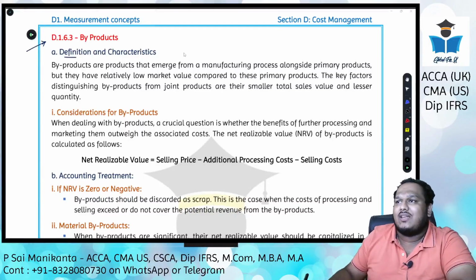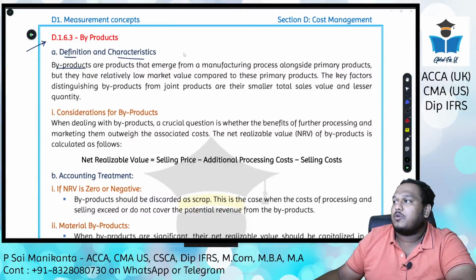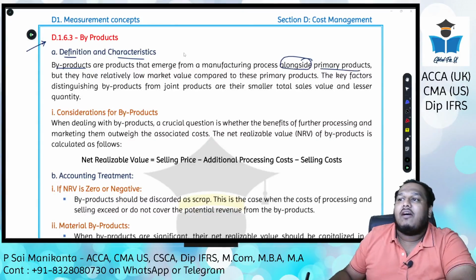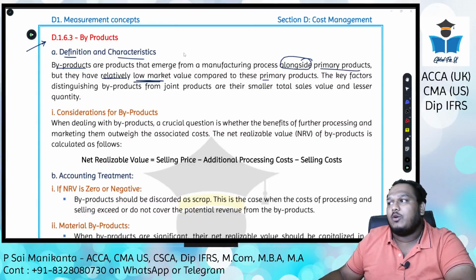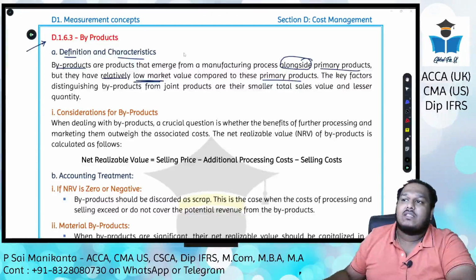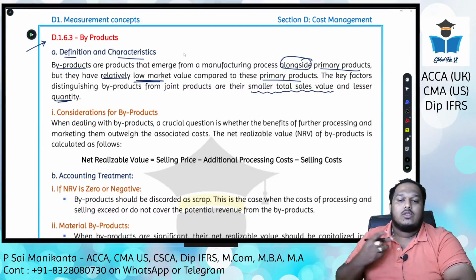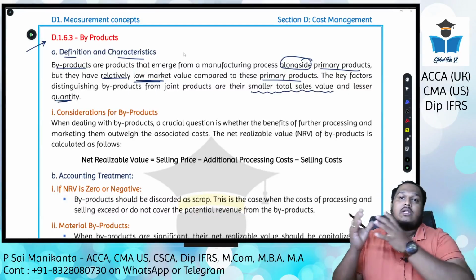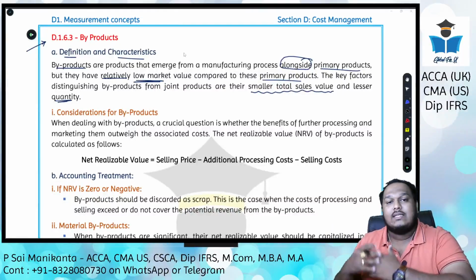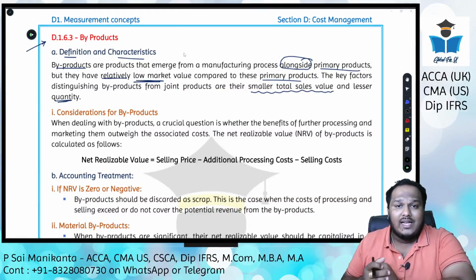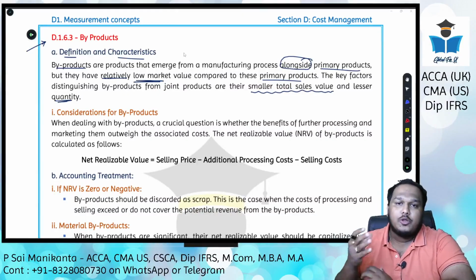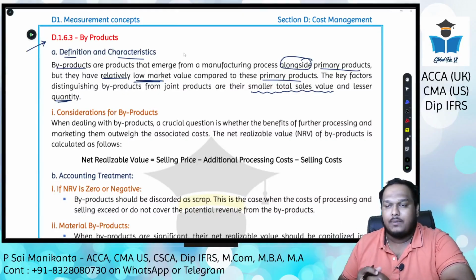So if you see the definition and characteristics, byproducts are usually what emerge from the manufacturing process alongside the primary products. They are not the primary products, but they have relatively low market value compared to the primary products. So the key factors distinguishing the byproducts from joint products are their smaller total sales value and lower quantity. Usually the joint products are produced in bulk quantities and have higher values, whereas the byproducts are produced in lower quantities and have a lower market price, right?